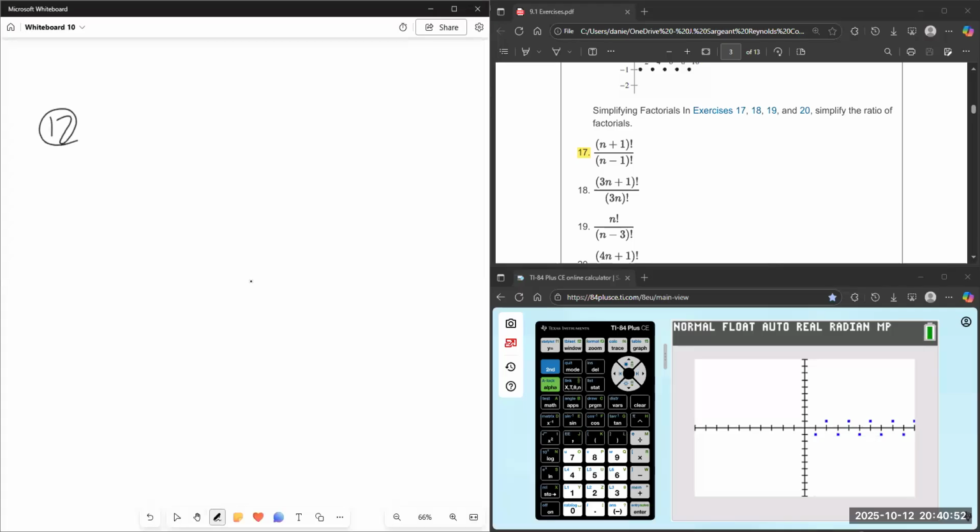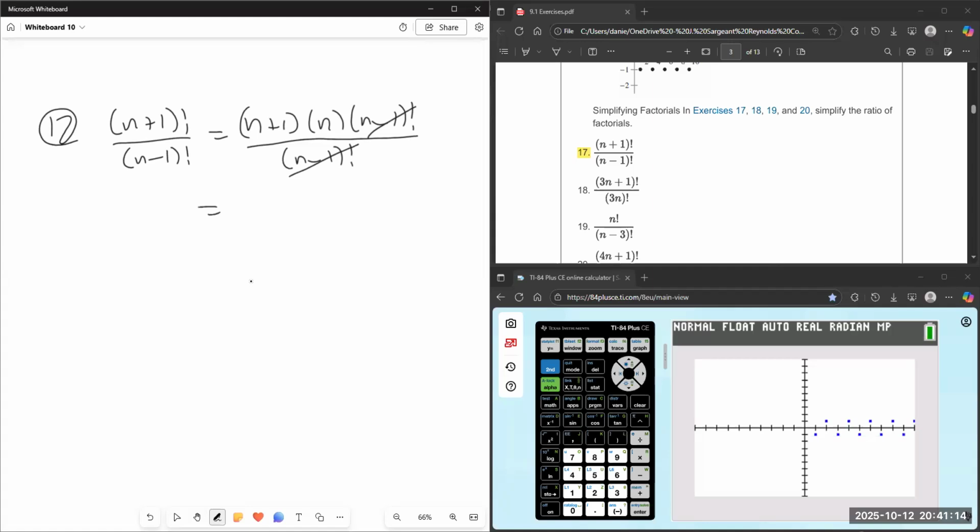Let's look at number 17, and we're going to reduce some factorials here. So you're always going to take the bigger down to the smaller by multiplying out the first few terms until you get down to the same place as the smaller factorial, and then they will cancel out. N times n plus 1 is n squared plus n.